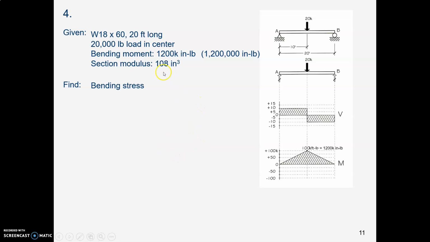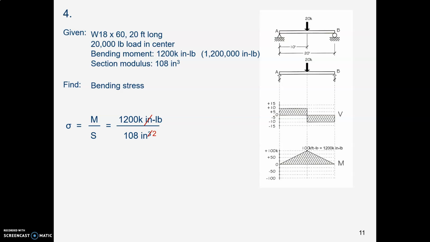All right, so what is the bending stress? We know the maximum bending moment. We know the section modulus because we just looked it up. And here is our simplified flexure formula. Bending stress is moment over section modulus. Now we just plug in the numbers. 1200K, 1,200,000, divided by the section modulus of 108, and that will give you some number.